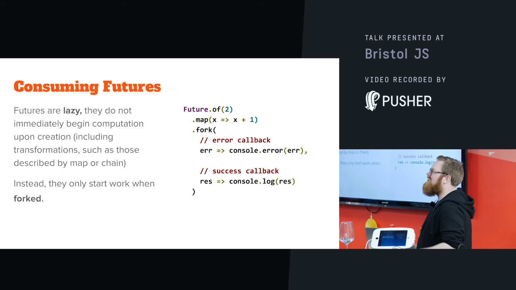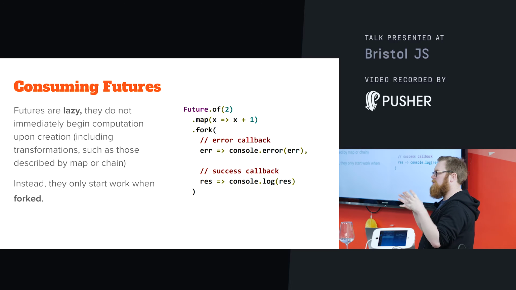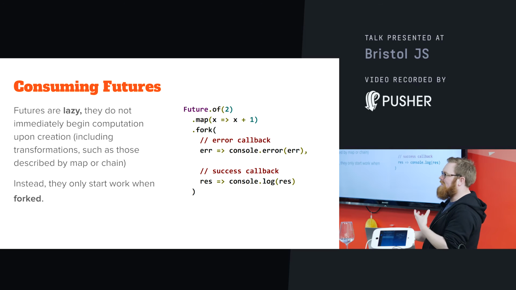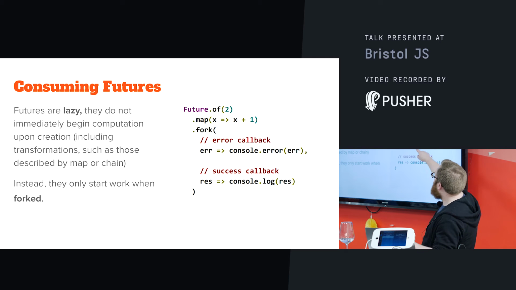So, how do you get stuff out of a feature? Well, to finish off a feature, you have to call fork. What that does is it actually begins the computation. So the point at which you call fork, that's when that underlying async process kicks off. Okay? So I make my feature, I do any sorts of transformations I want, and then I call fork.